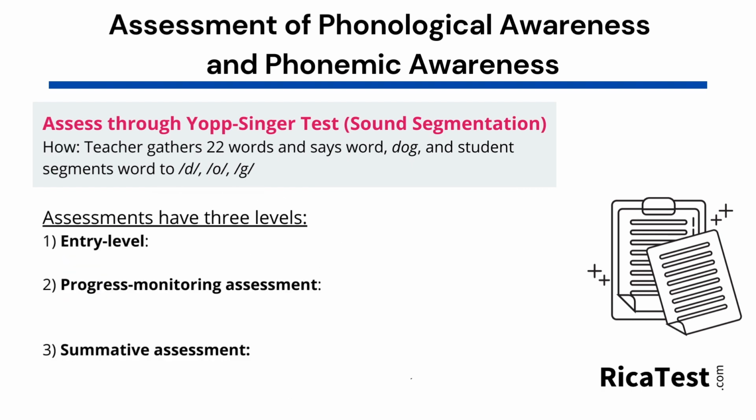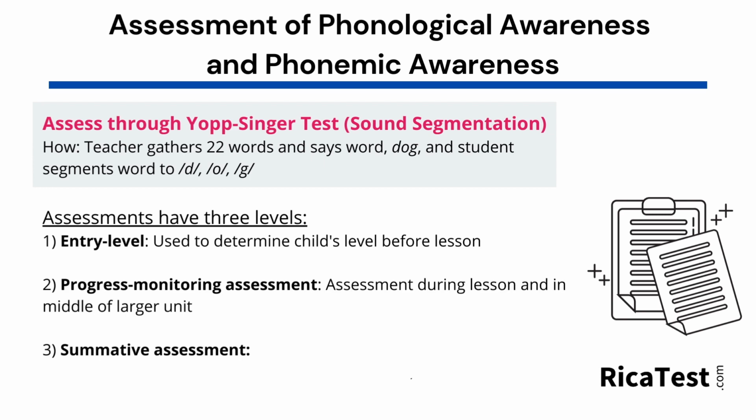The three levels of assessments are first, entry level assessments, second, progress monitoring assessments, and third, summative assessments. Entry level assessments are used to determine a child's level before a lesson or unit. Progress monitoring assessments are given during the lesson or in the middle of a unit. This allows teachers to understand which students need more help with the topics that have already been taught and also show the whole class profile and how the whole class is doing, whether the entire class has learned the material or if the skills need to be retaught to everyone.